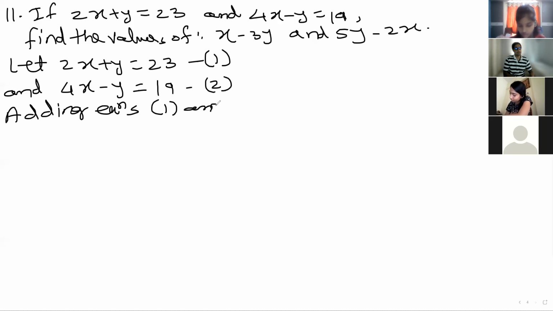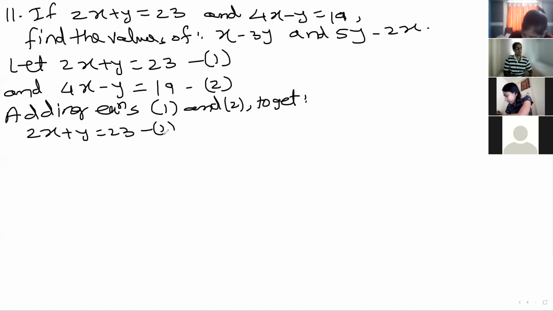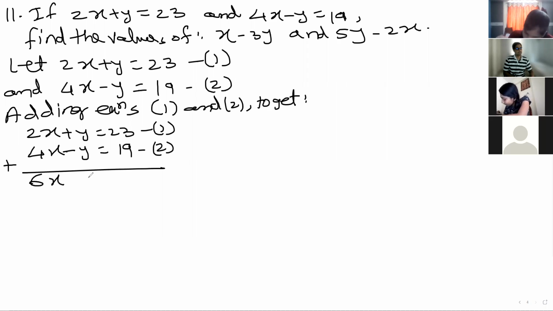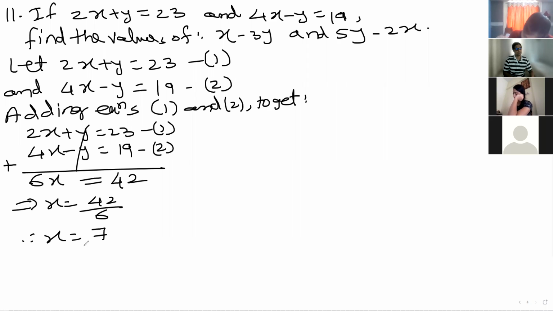equations 1 and 2 to get, again write down 2x plus y is equal to 23, equation 1, 4x minus y is equal to 19, equation 2. Okay, this is plus here. So you get 6x is equal to, y will get cancelled out, 23 plus 19, which is 42. That means x is equal to 42 upon 6. Therefore, x is equal to 7.